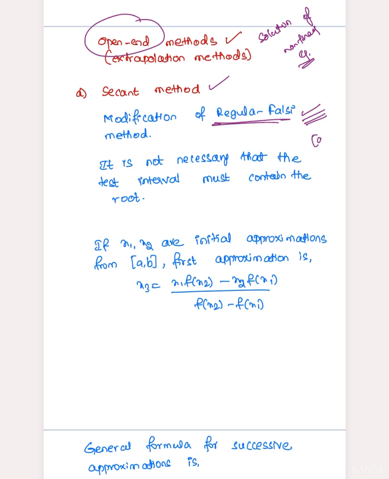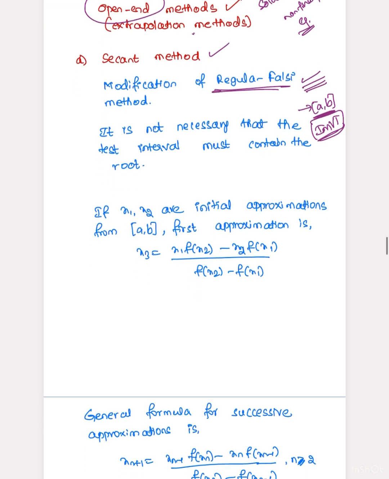With the help of IMVT we are taking one interval, that is AB, based on the intermediate value theorem. So according to it there is a root between this interval. But in the secant method, these are open methods, therefore the root may not be in the test interval. Now suppose x1 and x2 are any two points in the test interval AB, where a and b are consecutive integers such that f of a into f of b is less than 0, which is based on IMVT. Then the first approximation is given by x3 is equal to x1 f of x2 minus x2 f of x1 divided by f of x2 minus f of x1.